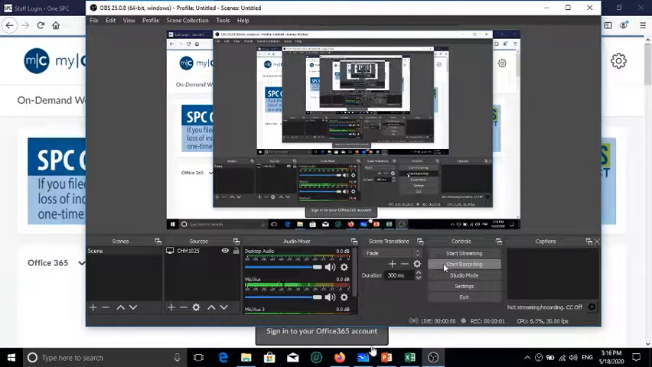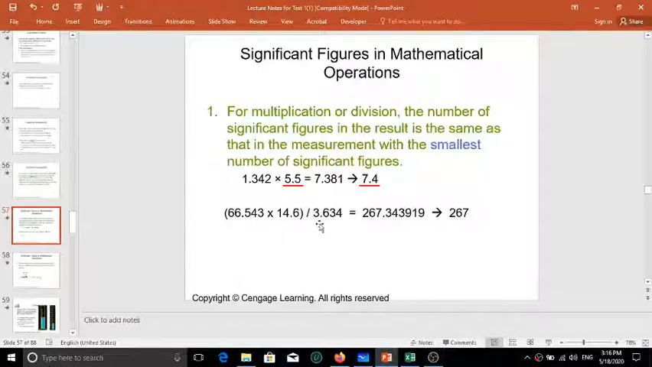Okay, in this video, we're going to continue our discussion about significant figures. So we learned how to count significant figures for any measurement because we want to show a certain level of accuracy of the measurement. So sometimes we have to keep a certain number of digits before and after the decimal point. So how is that going to affect our calculations? So here's what we're going to learn about significant figures in mathematical operations.